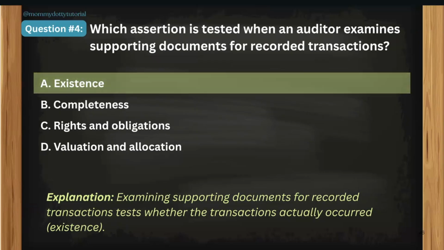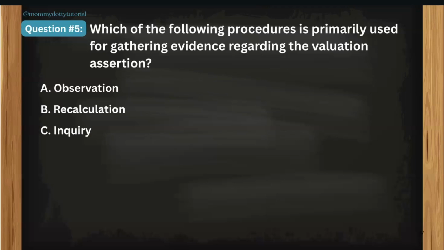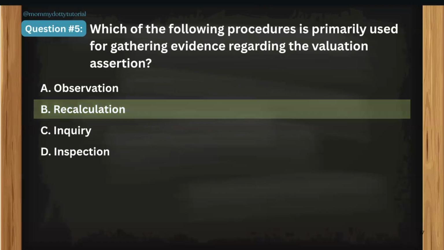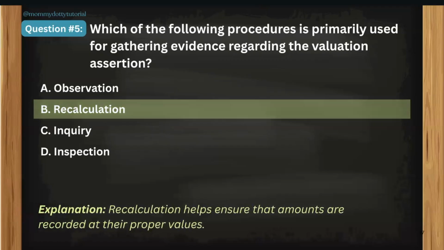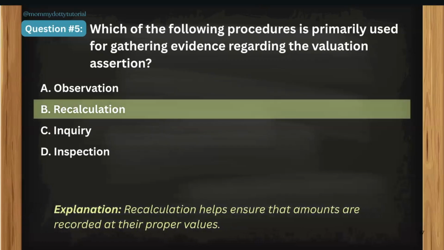Okay, now let's go to question number 5. Which of the following procedures is primarily used for gathering evidence regarding the valuation assertion? Letter A, observation. B, recalculation. C, inquiry. And D, inspection. You may pause the video to think. The correct answer is letter B, recalculation. Recalculation helps ensure that amounts are recorded at their proper values.